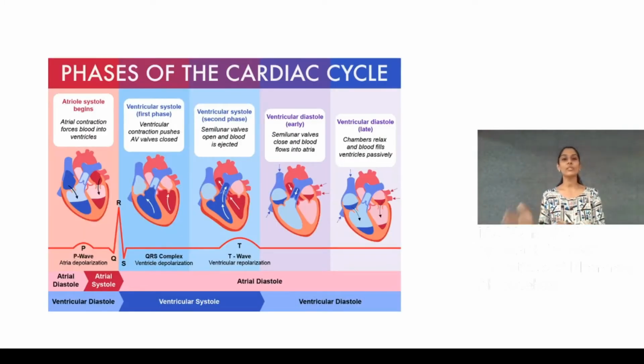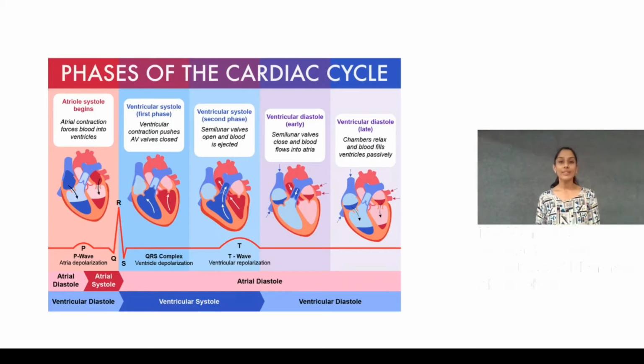So these are the 4 phases of the cardiac cycle, as we have discussed in the last slide. Atrial systole begins, that is, atrial contraction forces blood into ventricles. At that point of time, the P wave occurs, that is, atrial depolarization. Then ventricular systole, the first phase, during which ventricular contraction pushes the AV valves to close. Here there is initiation of the QRS complex, that is, ventricular depolarization.